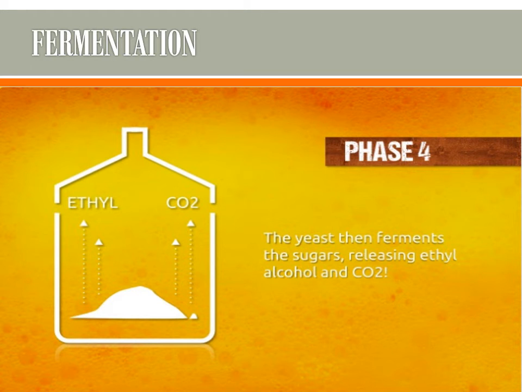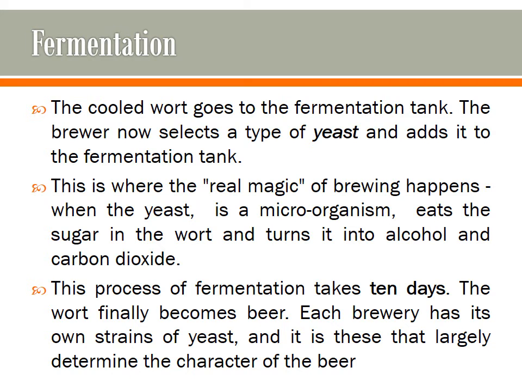So the next stage, obviously, is the fermentation, in which the yeast ferments the sugars, releasing ethyl alcohol and carbon dioxide. The brewer now selects a type of yeast. Remember, there were 2 types, and adds it to the fermentation tank. This is where the real magic of brewing happens, because the yeast, which is a microorganism, eats the sugar in the wort and turns it into alcohol and carbon dioxide. So this process takes approximately 10 days, and this is where the wort finally becomes beer.